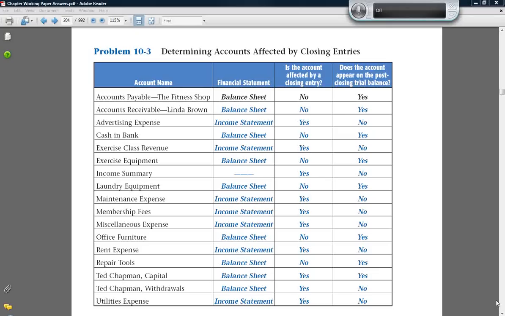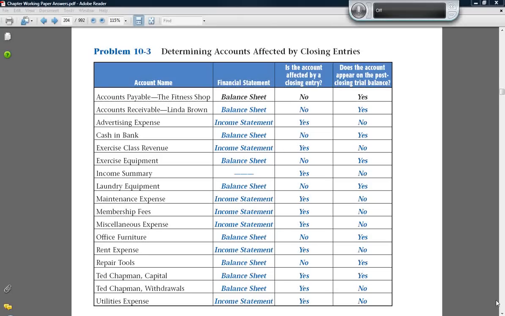Rent, an expense, income statement, yes, it is closed. No to the post-closing trial balance. Prepaid items, they're assets. Balance sheet, no closing entry. Yes to the post-closing trial balance.